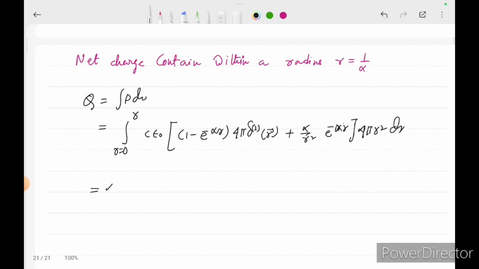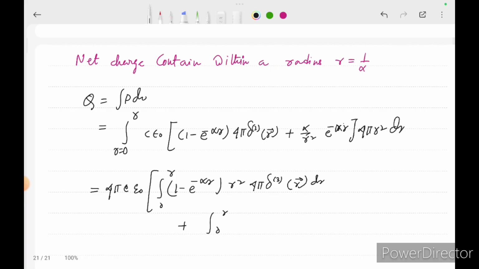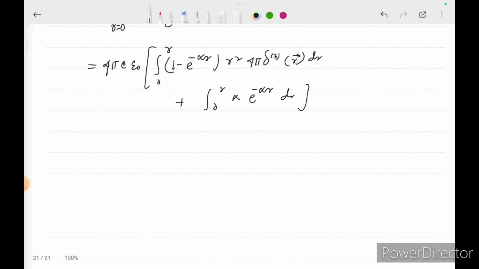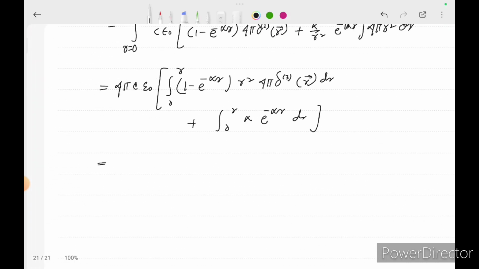So okay, that is equals to 4 pi C epsilon naught, integral 0 to r, (1 minus epsilon alpha r square) 4 pi delta cube r dr, plus integral 0 to r, alpha e to the power minus alpha r square cancel each other into dr. Okay, so that part will be again 0 because of this Dirac delta function.